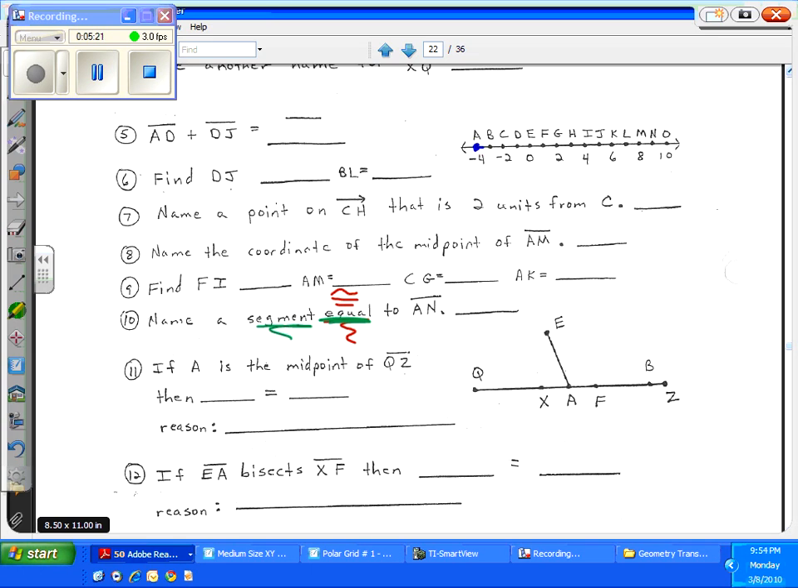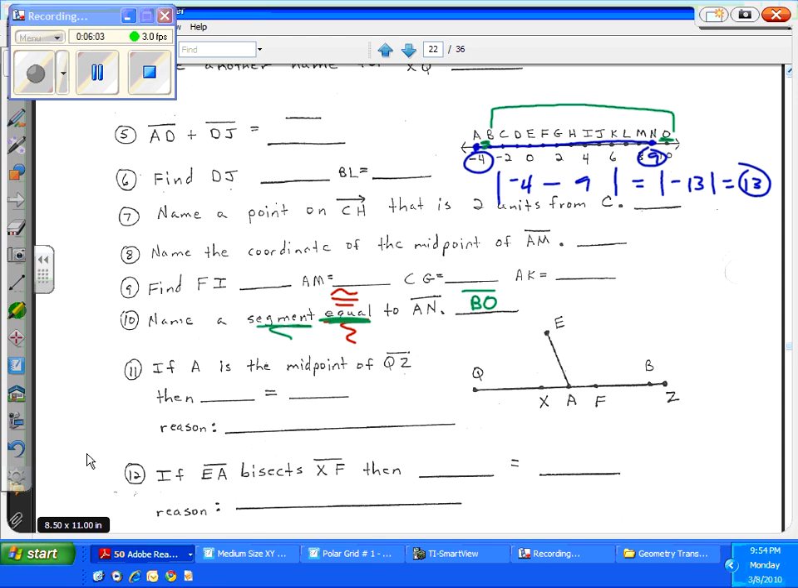Well, segment AN starts at A and goes to N. A is at -4, N is at 9. The absolute value of the difference of those coordinates would be -4 minus 9, which would be absolute value -13, which is 13. The other one, that would be that same distance, would be obviously 1 over from here to 1 over from there. So it would be BO, segment BO. And you could calculate its distance using the ruler postulate and verify.